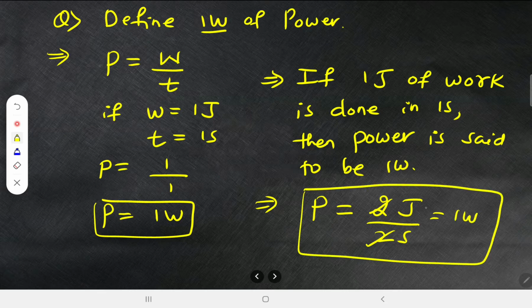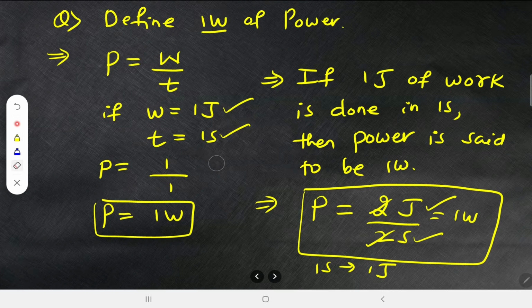If he is able to do 2 joules of work in 2 seconds, then in 1 second how much work will he be doing? 1 joule only, no? So that's why we have come to the fundamental: 1 joule of work in 1 second. 2 joule of work in 2 seconds and 1 joule of work in 1 second, both are the same thing. They are like the different faces of the same coin.